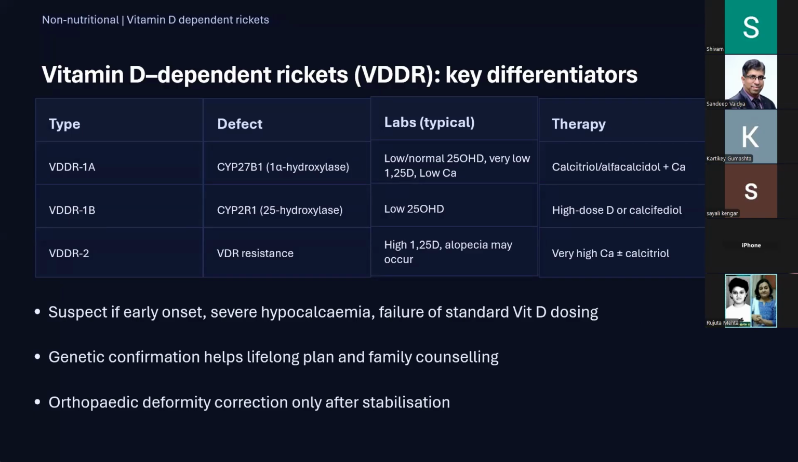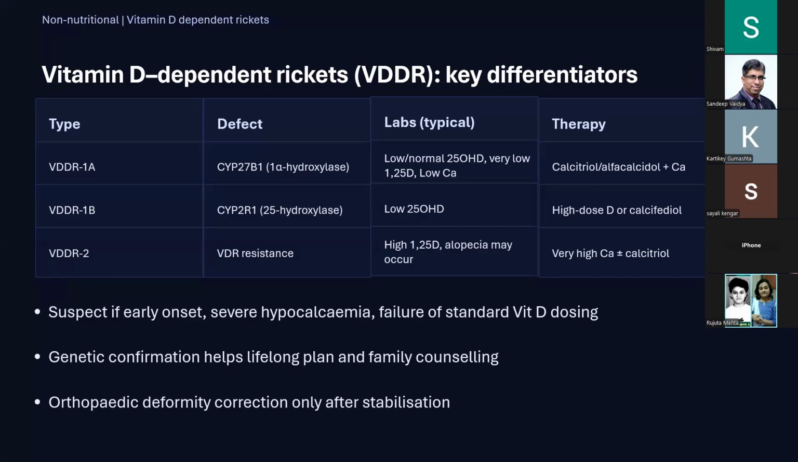Now, coming to vitamin D dependent rickets, key differentiating factors: it's broadly divided into two types. Type 2 is receptor resistance, and type 1 is where active metabolite formation is defective, occurring due to CYP gene dysfunction. Type 1A is when 1 alpha hydroxylase is defunct, and that causes a very low active metabolite, 1,25 vitamin D, and low calcium as well. It has to be treated with calcitriol and calcium.